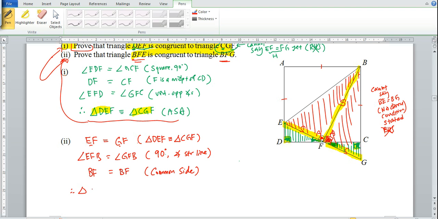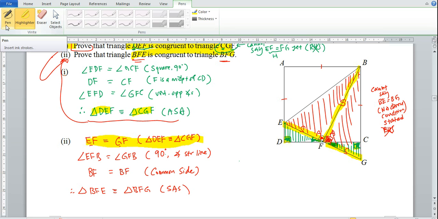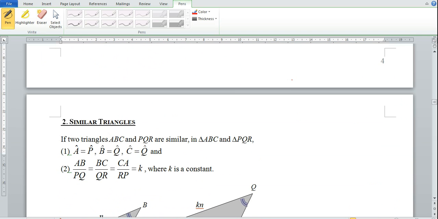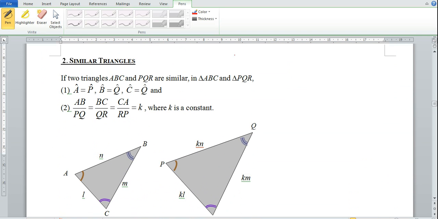Therefore, I will conclude that triangle BFE is congruent to triangle BFG, SAS. So this example shows you that you can apply the aftermath result from part 1 into the next part to help you in further proving of congruency. That's it for applying congruency tests into the questions. In the next section, we are going to look at proving for similar triangles.